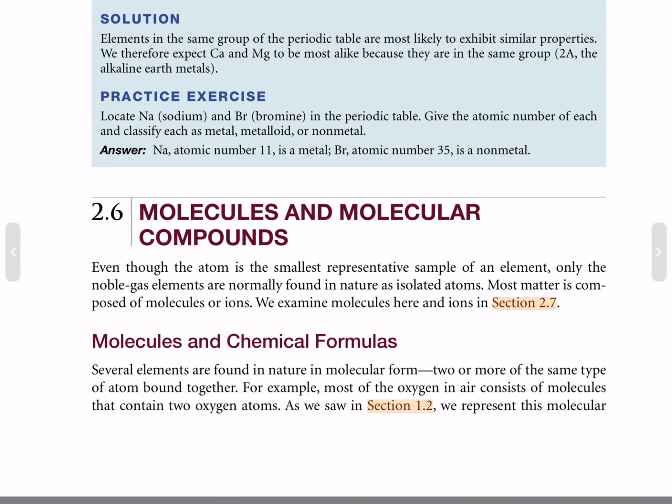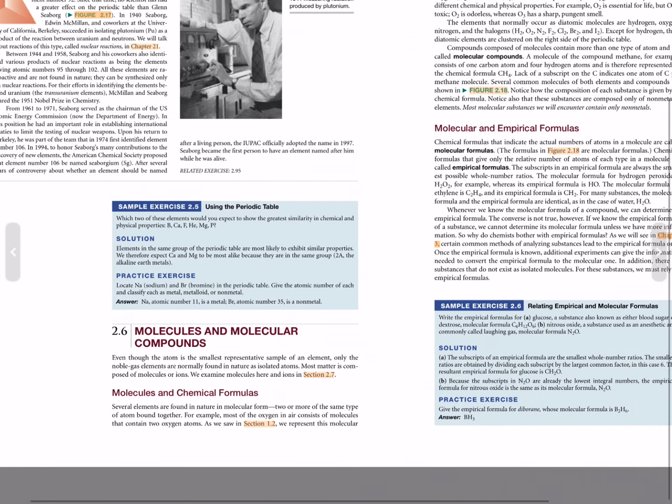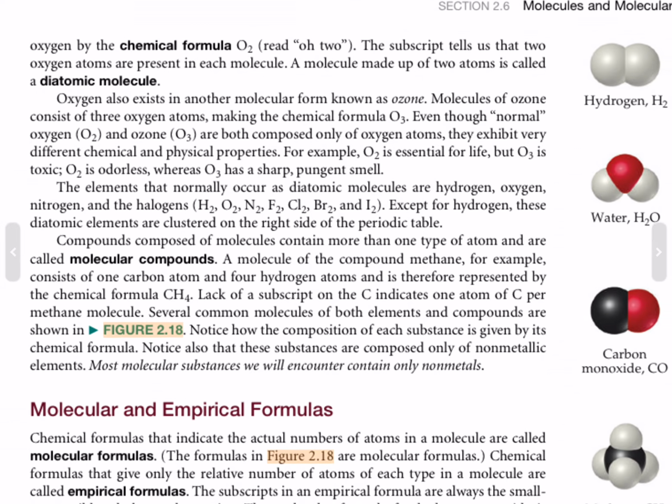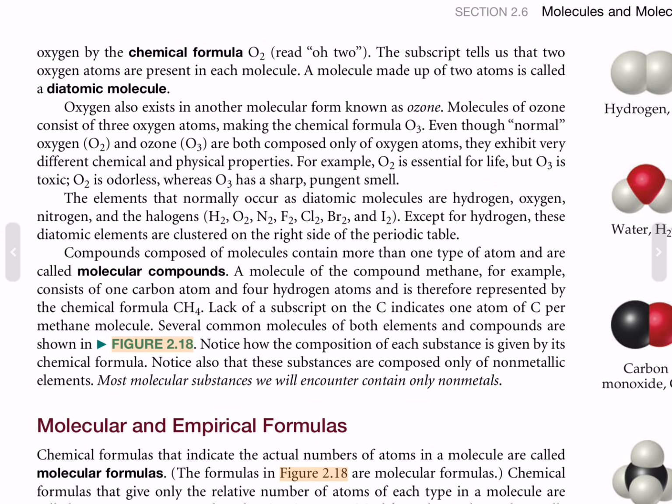Molecules and chemical formulas. Several elements are found in nature in molecular form, two or more of the same type of atom bound together. For example, most of the oxygen in air consists of molecules that contain two oxygen atoms. As we saw in Section 1.2, we represent this molecular oxygen by the chemical formula O2. The subscript tells us that two oxygen atoms are present in each molecule. A molecule made up of two atoms is called a diatomic molecule.